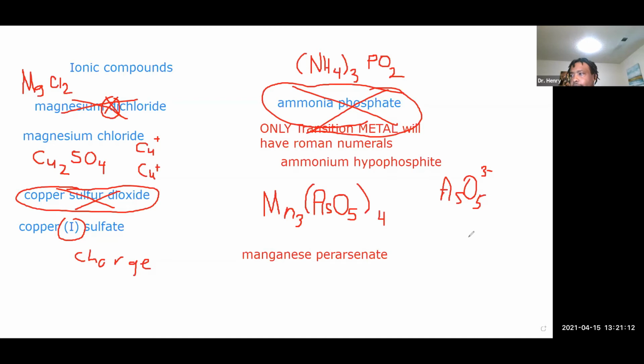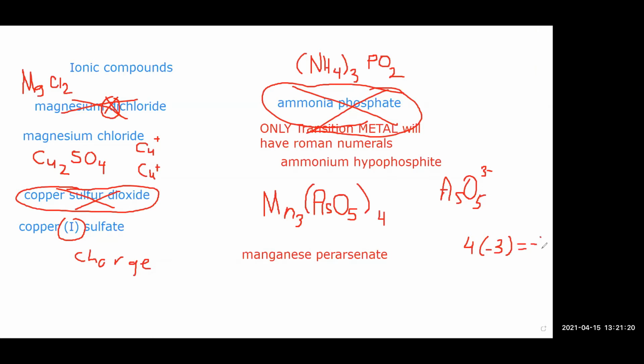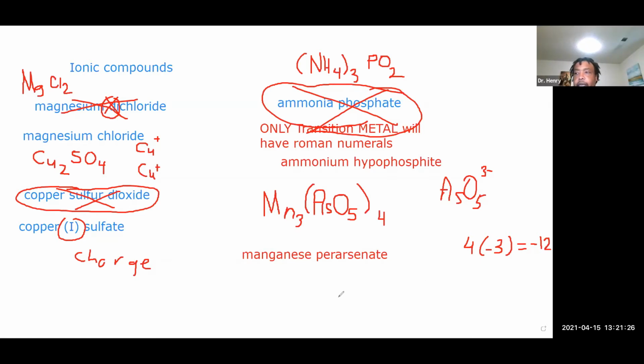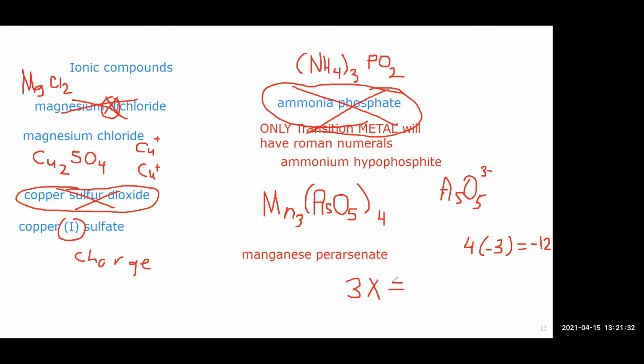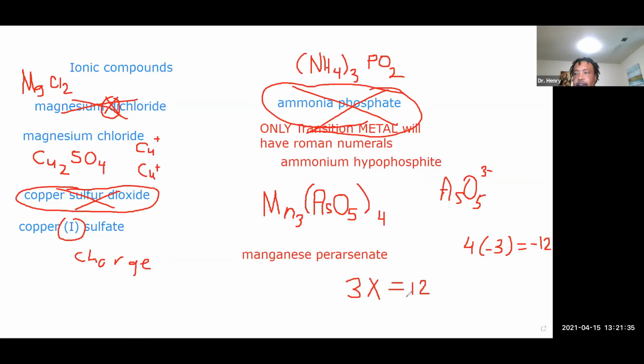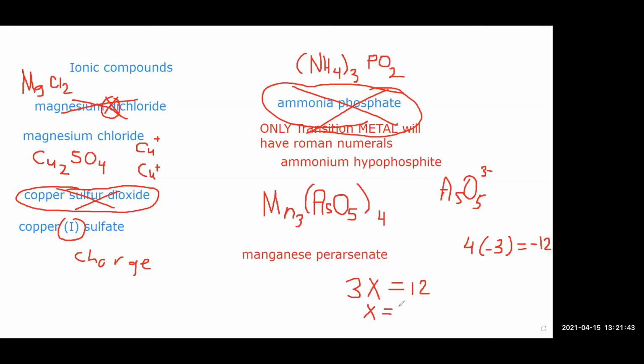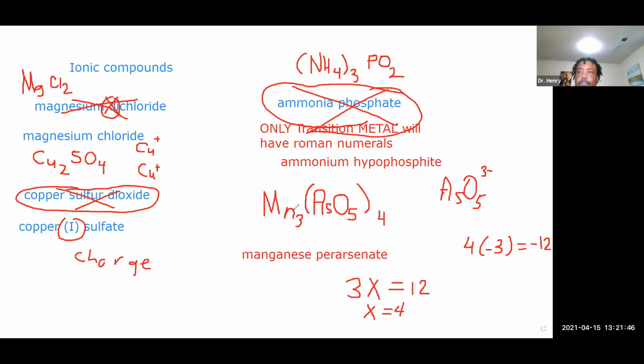So we have 4 of those, 4 times -3. That equals what? -12. Then I have 3 manganese. So 3 times X is going to equal 12 because I have to equal 12 to balance that out. So then X has to be what? 4. So that's going to be the charge on each of the manganese. So my answer should be manganese 4.